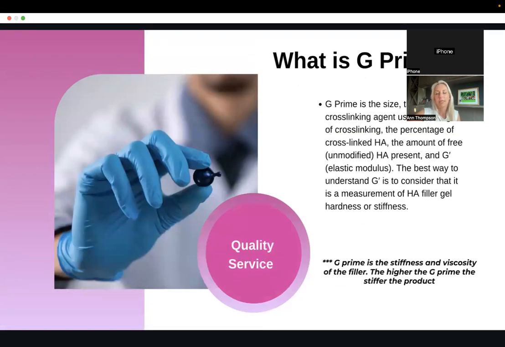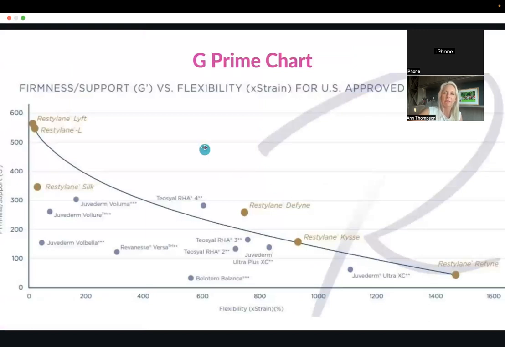What is G prime? The basic core of G prime is essentially the thickness or the stiffness and the viscosity of the filler. The higher the G prime, the stiffer the product. So when you look at this chart, this is the G prime chart, and it has all of the USA approved fillers on the US market.